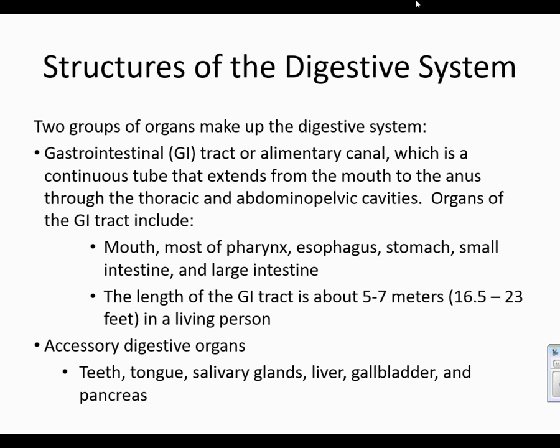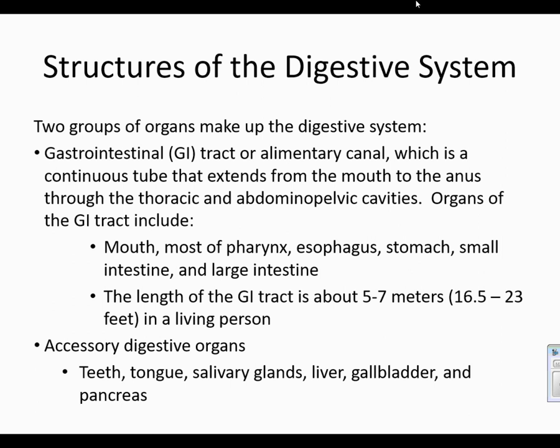It actually grows in length after we die because of loss of muscle contraction. The tension in the muscles that line our tract goes away, and therefore it basically becomes longer. Not that that's really important for us, but it's kind of cool information.